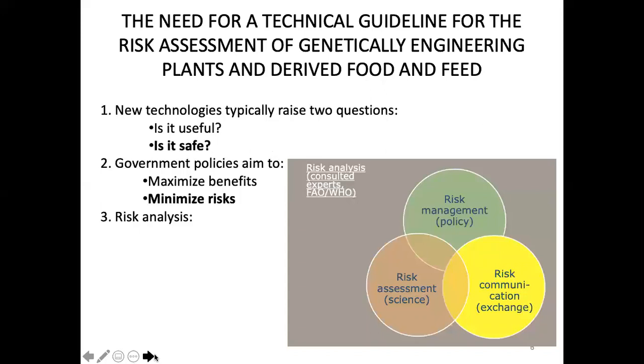There are some questions about new technology you have to answer. First, is it useful or is it safe? These two questions are so important. Also, government policies aim to maximize benefits and minimize risks. That's why risk analysis includes risk management, risk communication, and risk assessment.